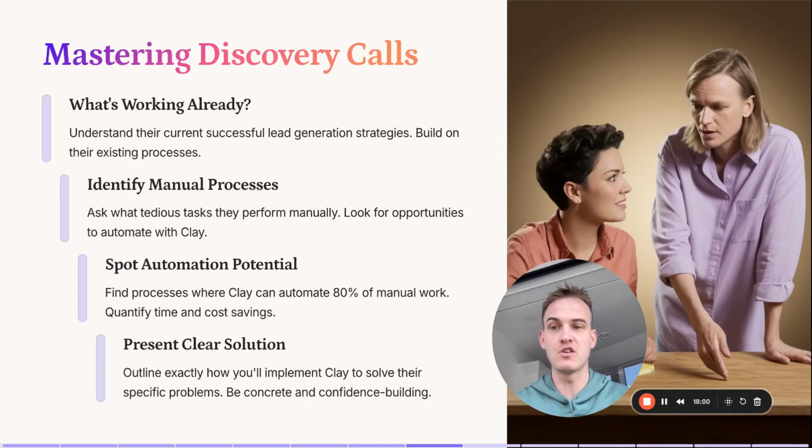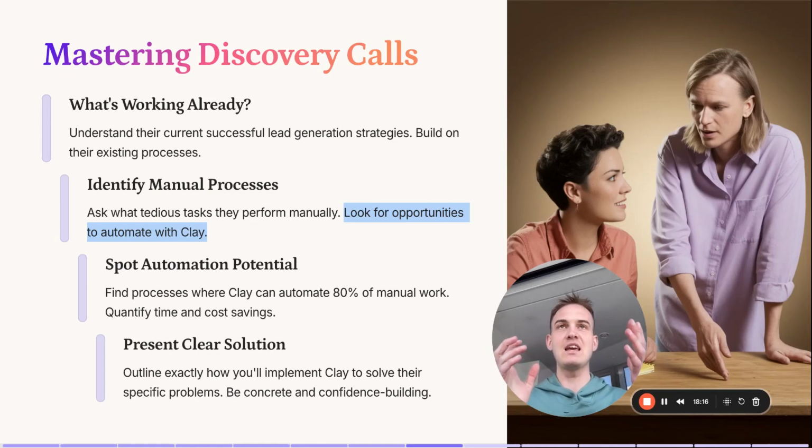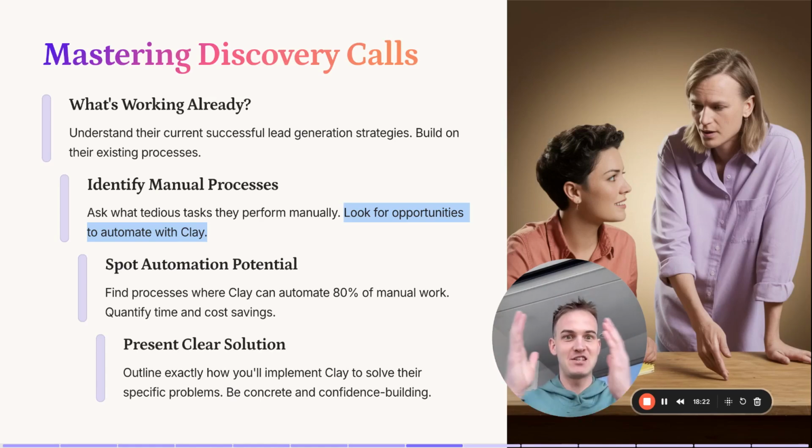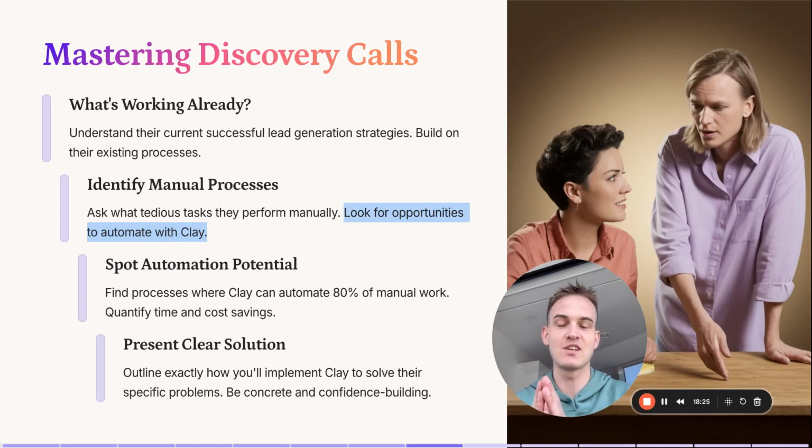And that's the second question. What are the manual processes that you currently do to generate leads? Which of these tasks are manual and tedious? And this is where you look for opportunities to automate this in Clay. So for example, a lot of businesses will go on a website, they'll then have a look if the company is, I don't know, B2B or B2C. And this is just one enrichment within Clay that you can use to simplify the process of doing that and save them a lot of time. Then thirdly, you can spot automation potential.